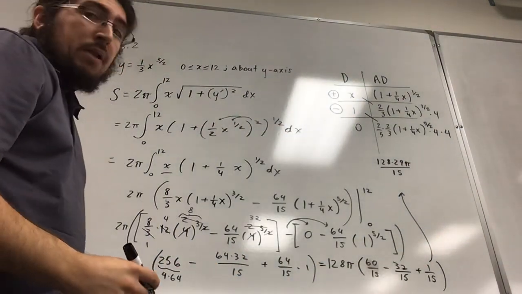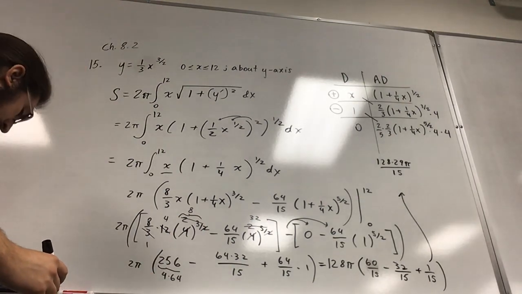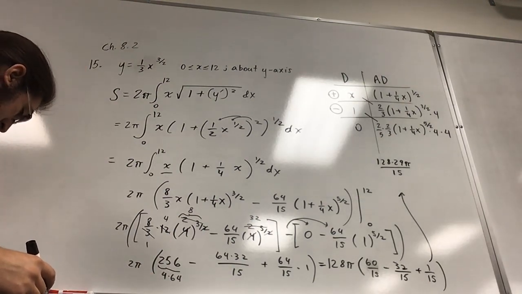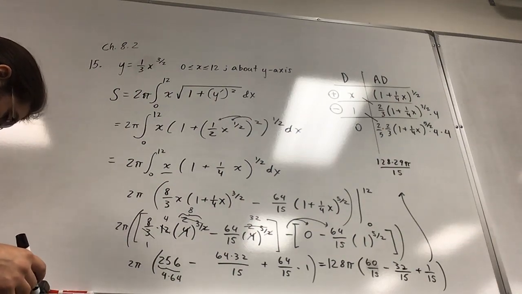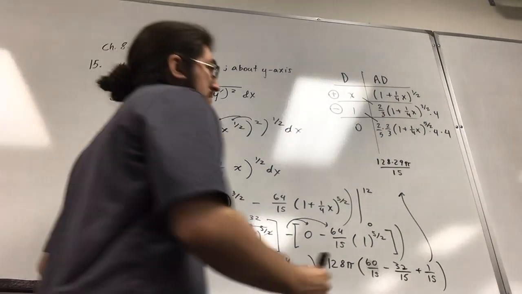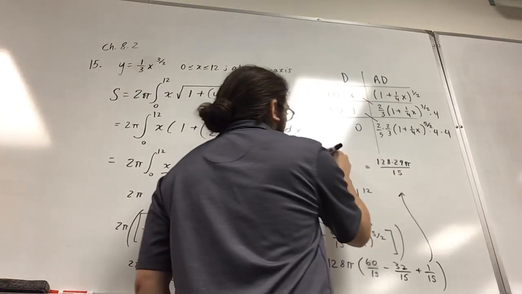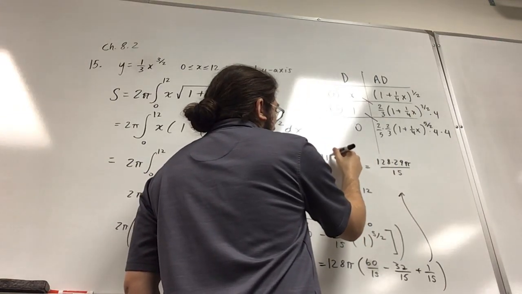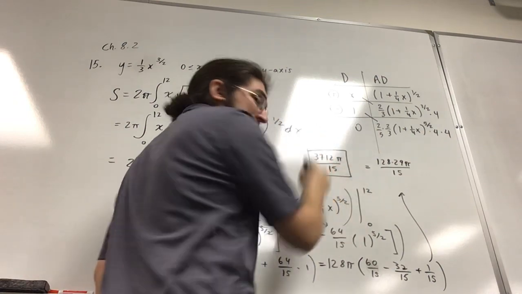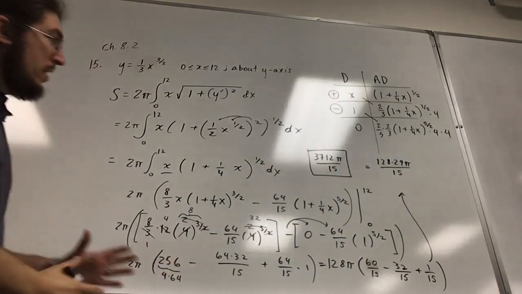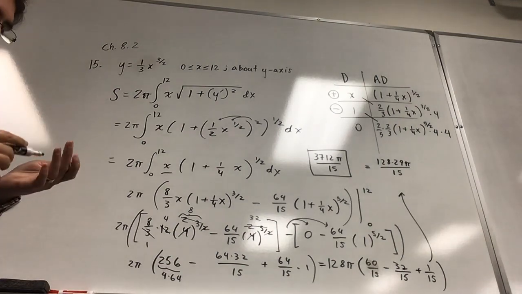Now, if you actually multiply 128 and 29 together, you should get 3712. So the answer should be 3712 pi all over 15. And there we go. All on one nice piece of whiteboard here.